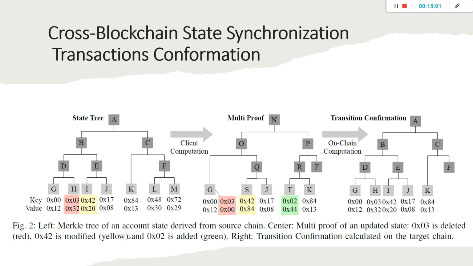So we can see that the left Merkle tree is of an account state derived from the source chain, and the center one is the multi-proof of an updated state, where this key is deleted, this key is modified, and this key is added. However, on the right side, that is the transaction confirmation, which is calculated on the target chain, and this is equivalent to the first step. So this gives us the Merkle proof of completeness because they are equivalent. We can see here even the root state and everything is equivalent. So this is the transaction confirmation procedure.